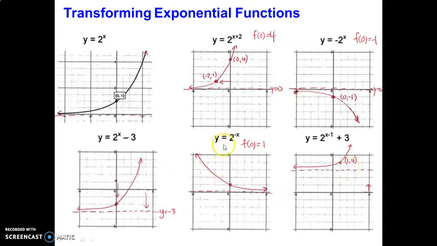All right, that's the basics of transforming those. Make sure you understand those clearly. Pause here if you need to.